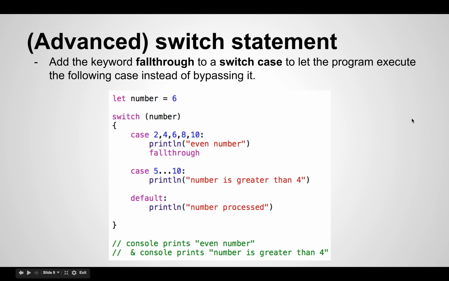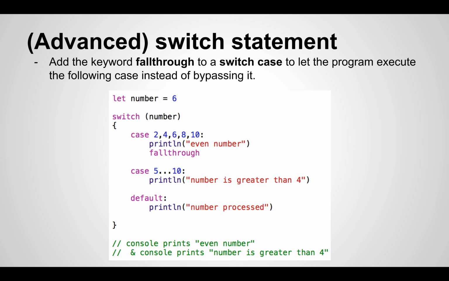All right. And finally, another advanced feature of the switch is that you can use fallthrough to a switch case that lets the program execute the following cases. Because what's going on in a regular switch statement is, as soon as it finds a case, it stops there and moves on. But if you have multiple cases that may be okay, you want to use the word fallthrough.